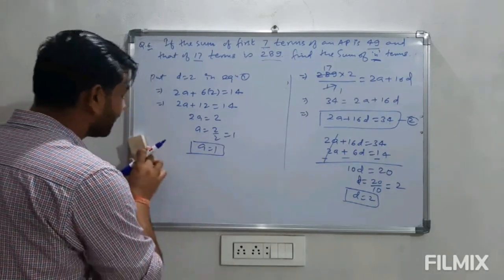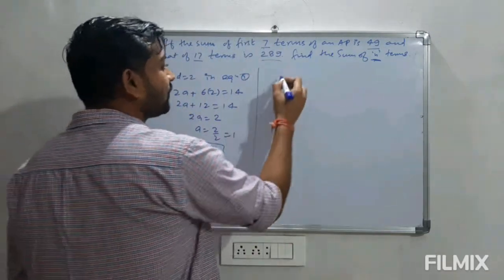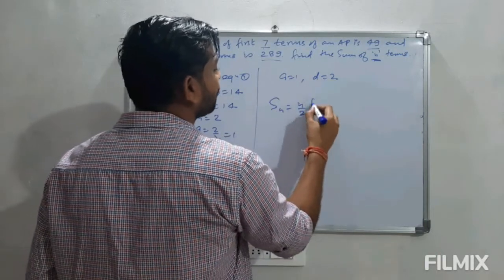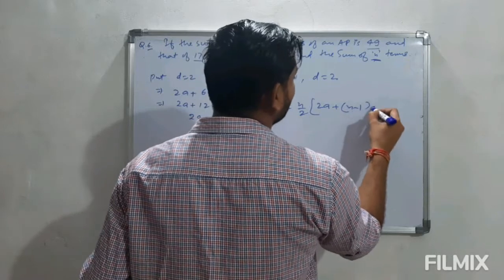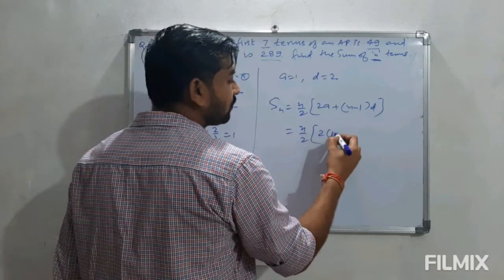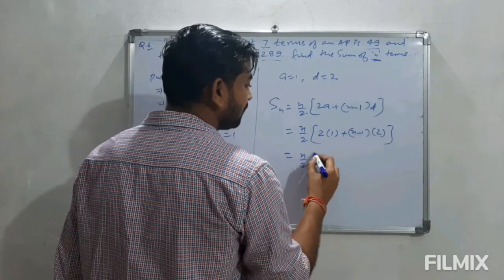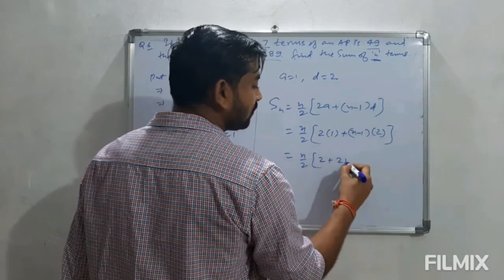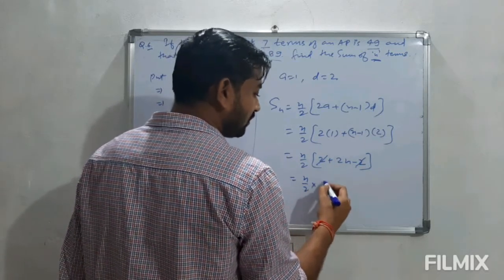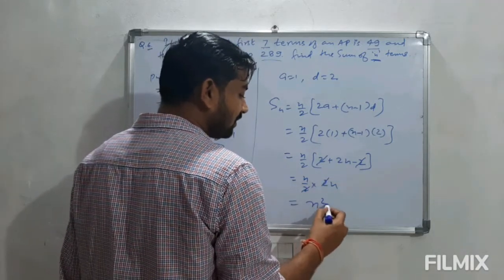Now we wanted to calculate the sum of the first n terms here. So finally we have the value of a as 1 and d is equal to 2. So Sn will be n by 2 times (2a plus (n minus 1) into d). Now substitute the values of a and d. N by 2 times (2 into 1 plus (n minus 1) into 2). Here n by 2 into 2 plus 2n minus 2, the 2 will cancel. So finally we have n by 2 into 2n. Again this 2 is cancelled, so finally we are getting n into n, which is nothing but n square.